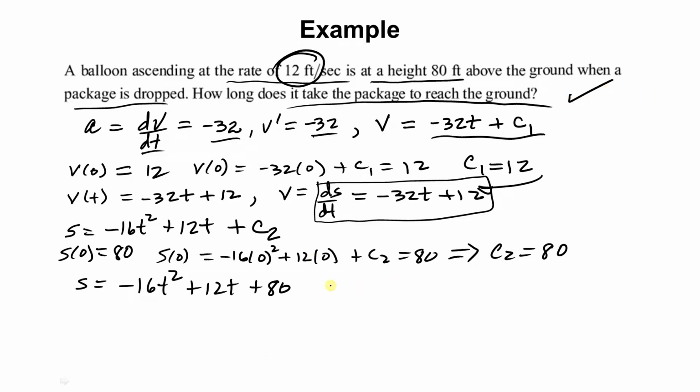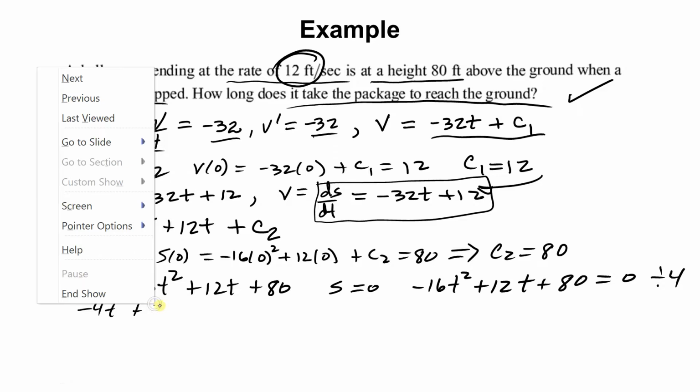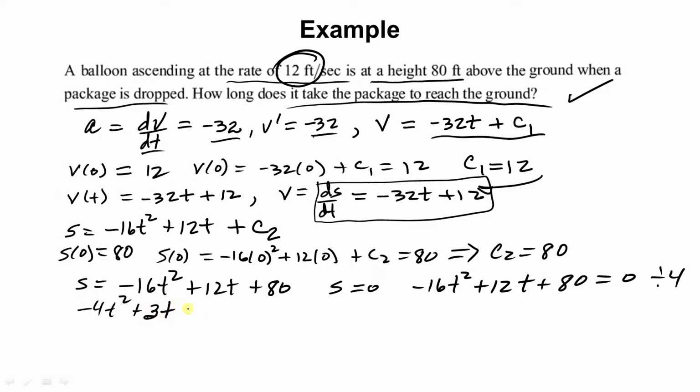Well, when it reaches the ground, s equals 0. So we want to set s equal to 0 and solve for t that makes that so. Looking at this, let's divide by 4, and we get minus 4t squared plus 3t plus 20 equal to 0. Notice that this is a quadratic equation, and we can't factor it easily, so we can use the quadratic formula where a is equal to minus 4, b is equal to 3, and c is equal to 20.